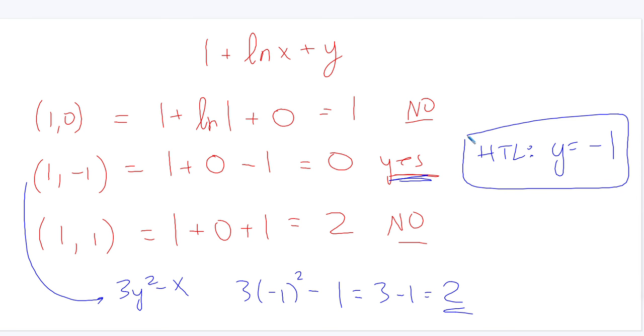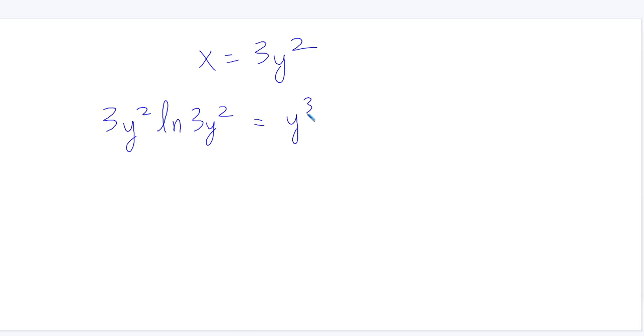So that's half of this problem. The second half is to deal with the vertical tangent lines. For our vertical tangent lines, we ended up saying that x is equal to 3y squared. If we plug that into our original equation, which was x ln x to start with, we end up with 3y squared ln of 3y squared. And that should be equal to, we originally had y cubed minus xy, so it would be y cubed minus 3y squared times y.